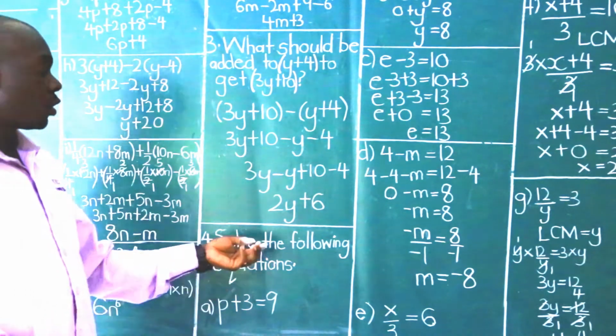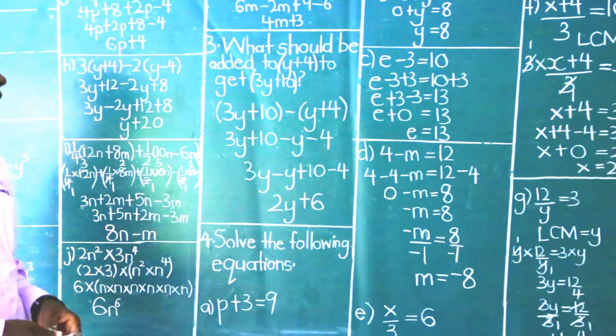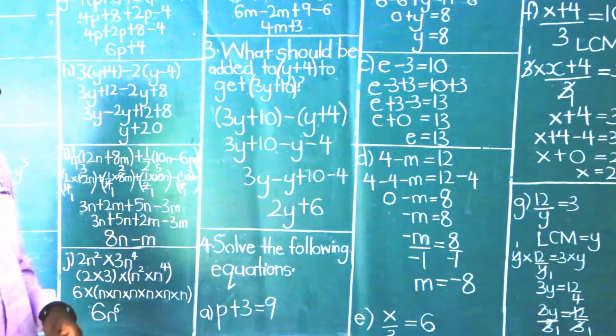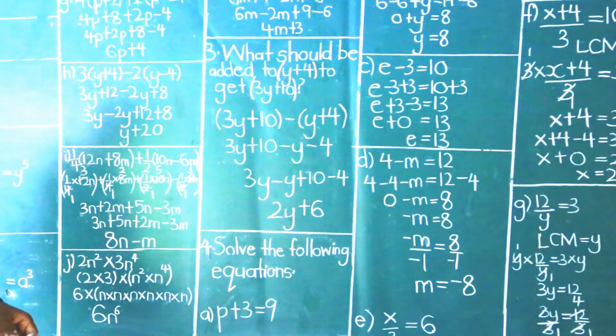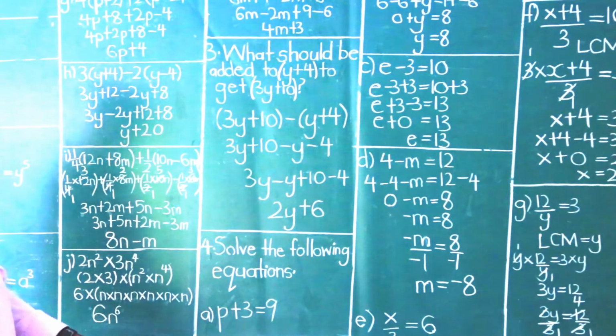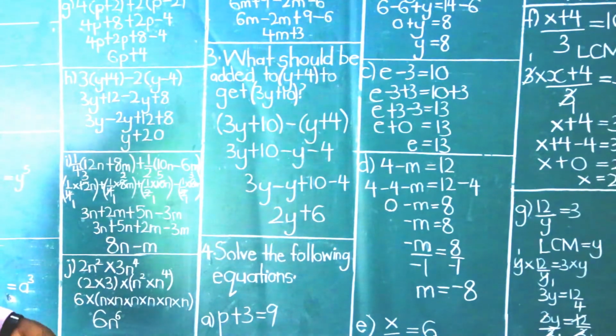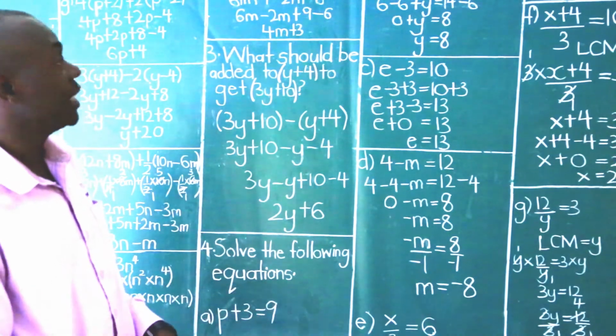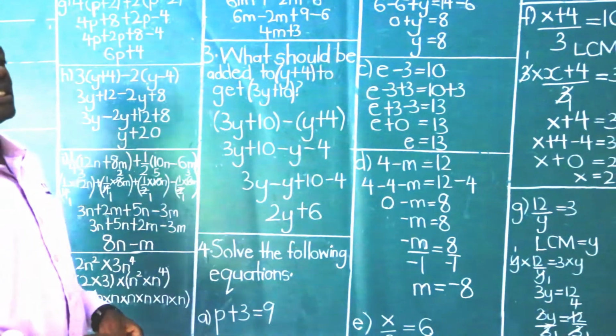Solve the following equations. Having learned how to simplify, now we are going to do the solution of different equations as we are going to understand today. Part A says, solve p plus 3 is equal to 9. P plus 3 is equal to 9.